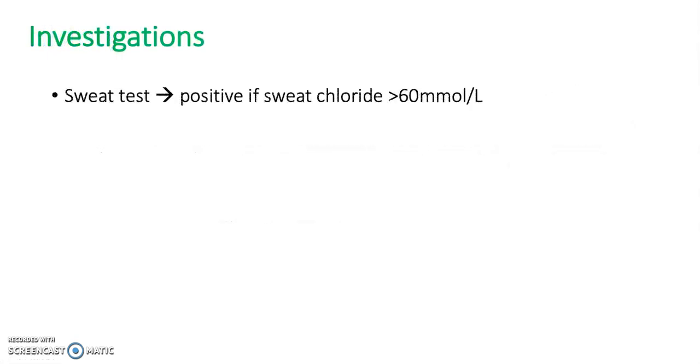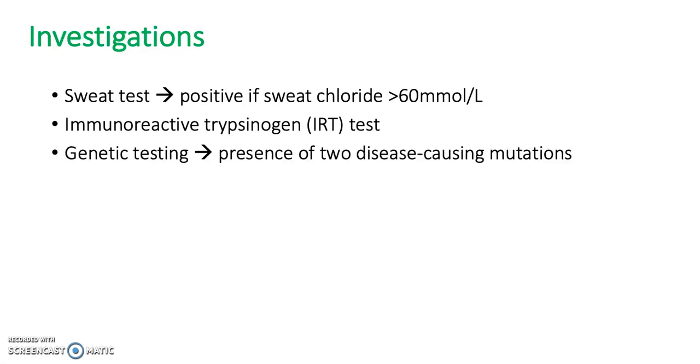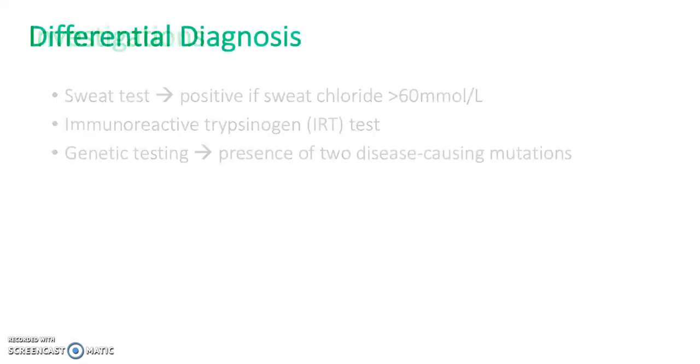Investigations. Sweat test. This will be positive if sweat chloride is greater than 60 millimoles per litre. Immunoreactive trypsinogen test. Genetic testing, the presence of two disease-causing mutations.